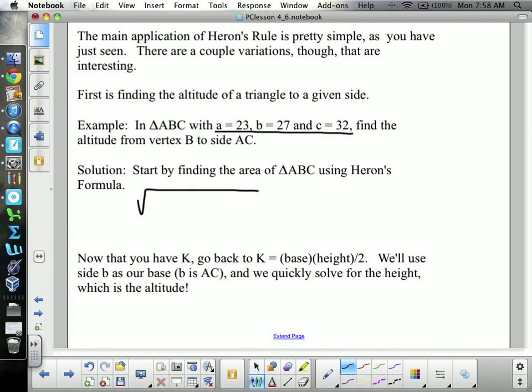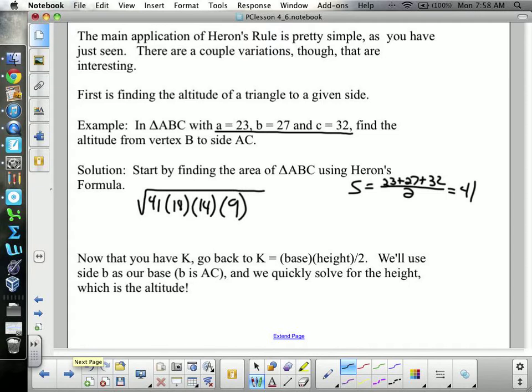So, got to find the semi-perimeter. Semi-perimeter is 23 plus 27 plus 32 over 2, so that's 82 over 2, so that's 41. Okay. So the area is the square root of 41 times 41 minus 23, which is 18, times 41 minus 27, which is 14, times 41 minus 32, which is 9.